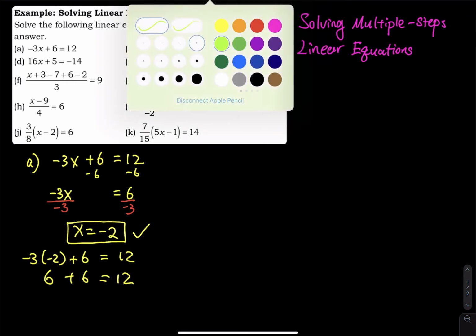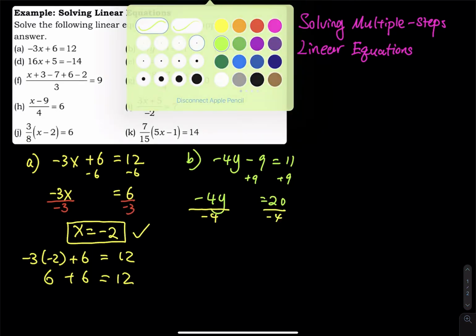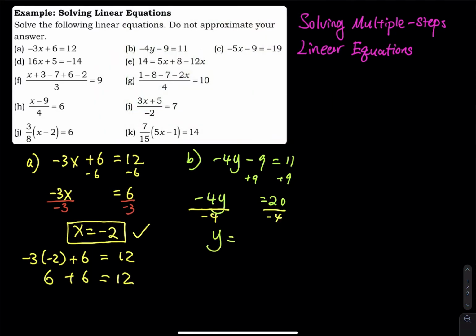B, negative 4y minus 9 equals 11. So let's get rid of the minus 9. So it's a minus, I will do a plus. Negative 4y, negative 9 plus 9 is equal to 0. 11 plus 9 is equal to 20. And then you divide both sides by the coefficient, the number in front of the letter. And then you have y, right? And then 20 divided by negative 4 is negative 5.